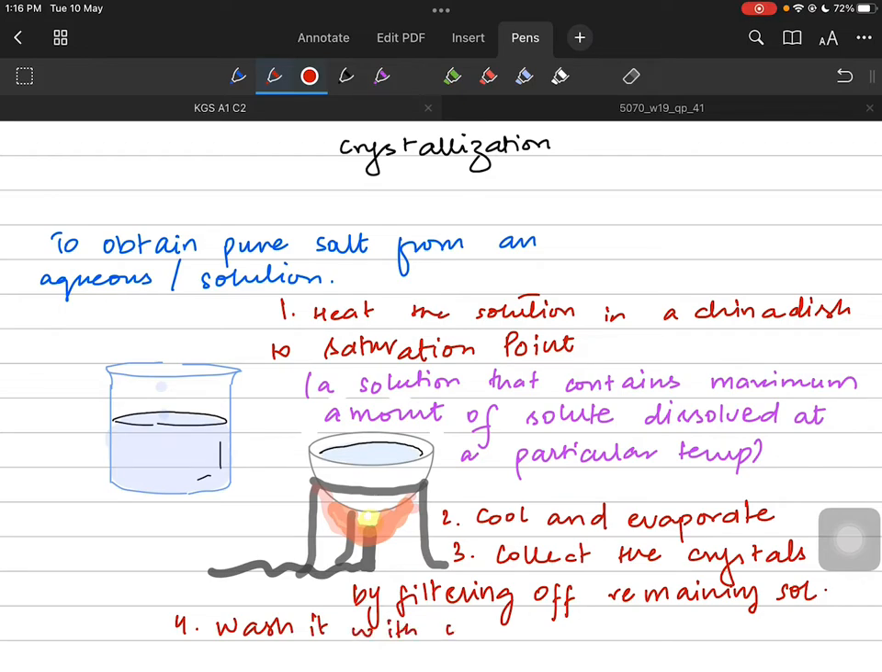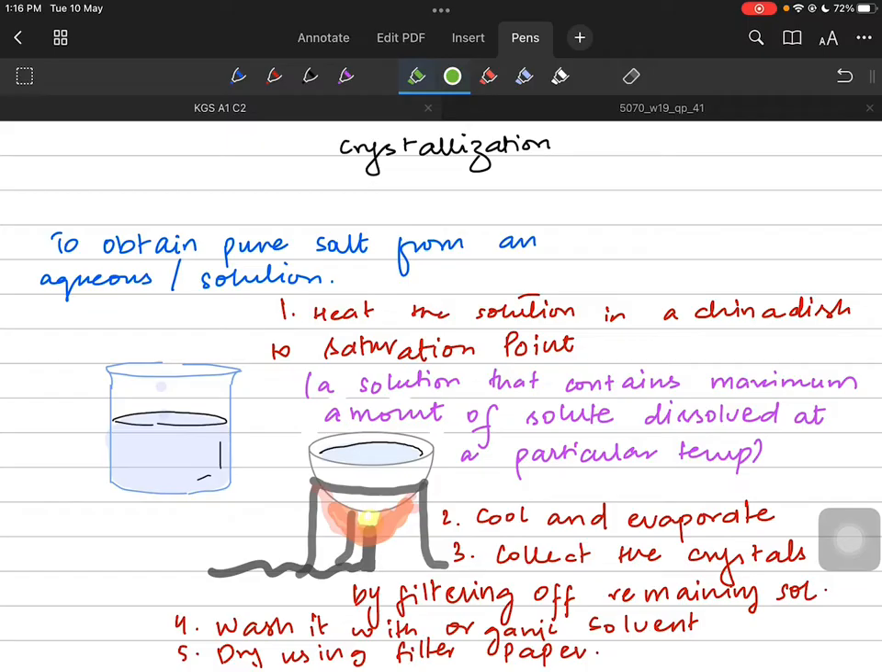You wash the crystals with organic solvent, because you don't want the crystals to dissolve again, obviously that's why you're not adding water. So you wash it with organic solvent, and then later you dry it using folds of filter paper. Filter paper over here is just working as a drying substance. You're just using it as paper towel, nothing else.